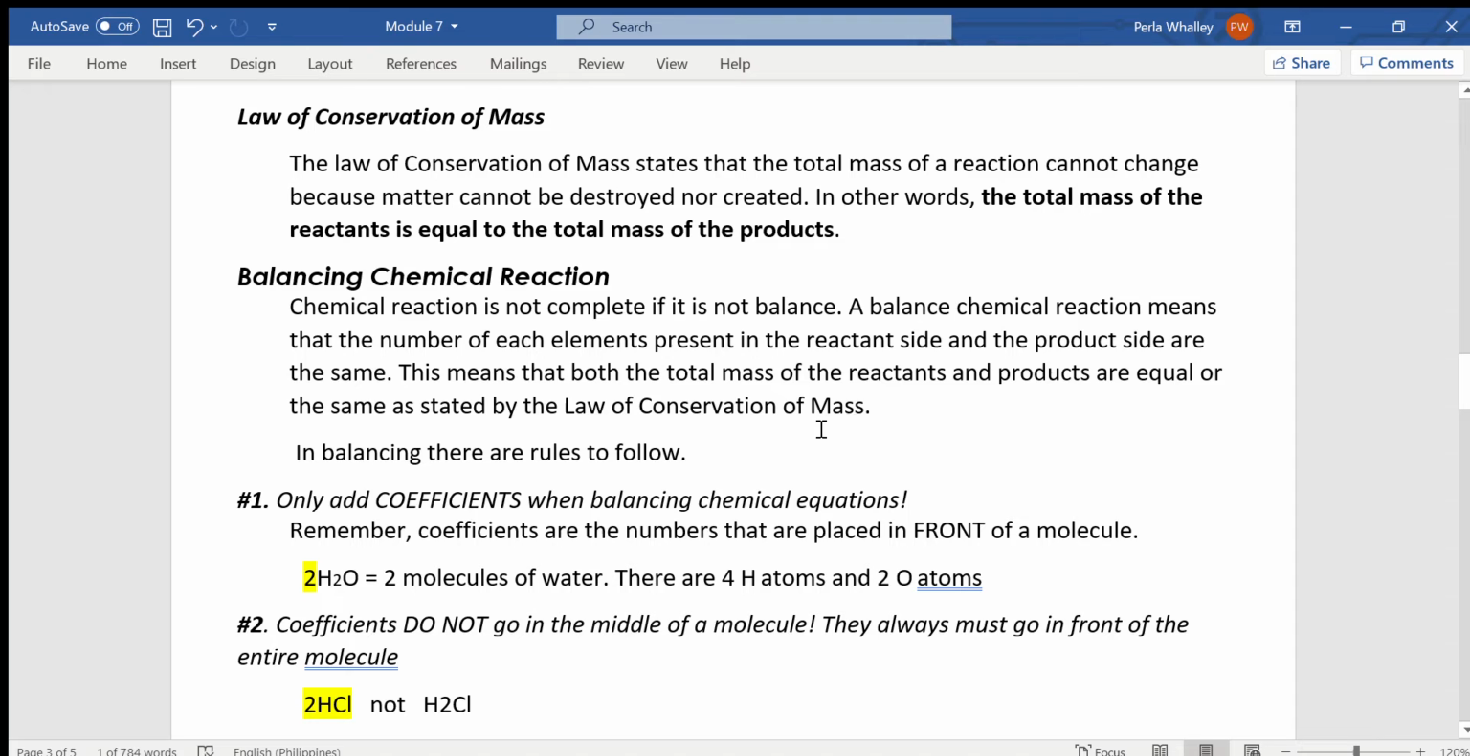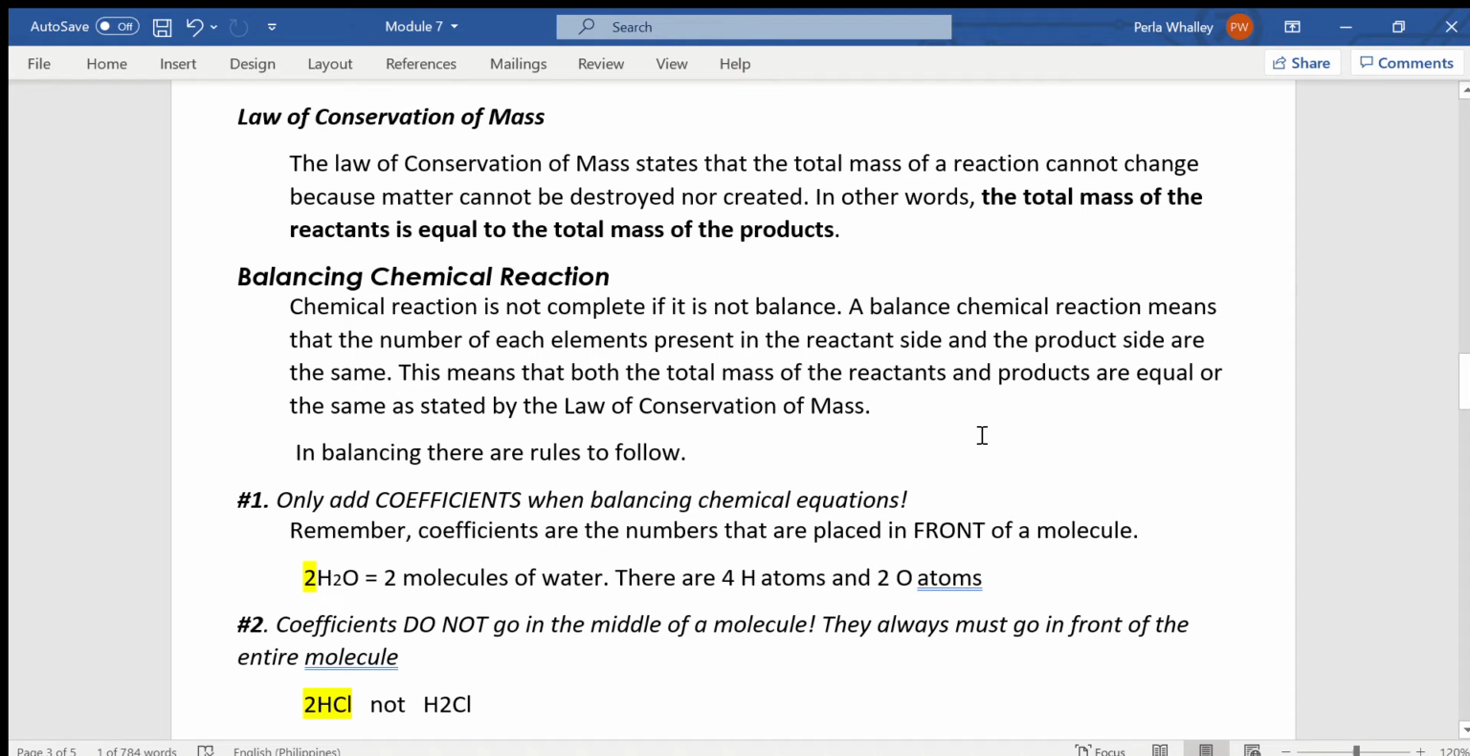Balancing chemical reaction. A chemical reaction is not complete if it is not balanced. A balanced chemical reaction means that the number of each element present in the reactant side and the product side are the same. This means that both the total mass of the reactants and the products are equal, the same as stated by the law of conservation of mass.